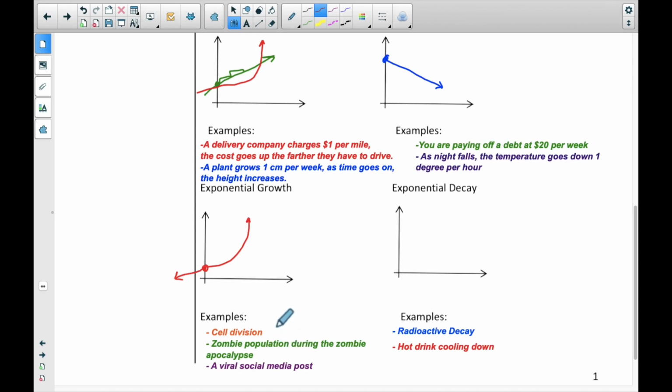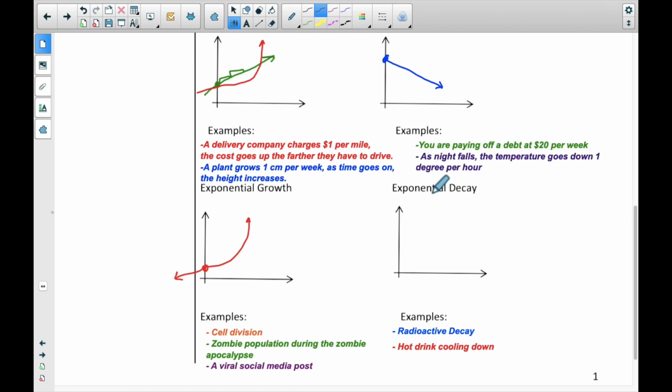And so examples, cell division. The zombie population during the zombie apocalypse. That was kind of a random example, but I'm kind of big into movies and some of the literature right now. Or a viral social media post. Same thing, like someone posts something on Instagram, and then a couple people like it, and then those people see it, and then their friends see it, and then their friends see it, and so forth. And that's how it goes viral. I have a little GIF that I might try to post. I'll try to find that GIF that shows that pretty well.